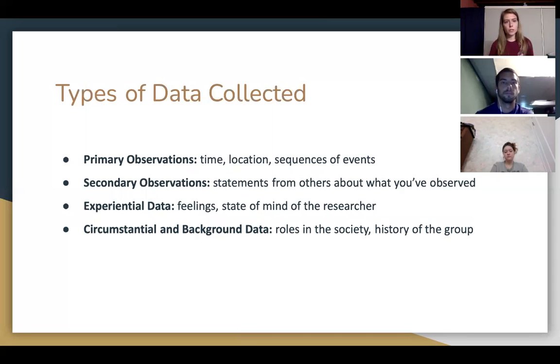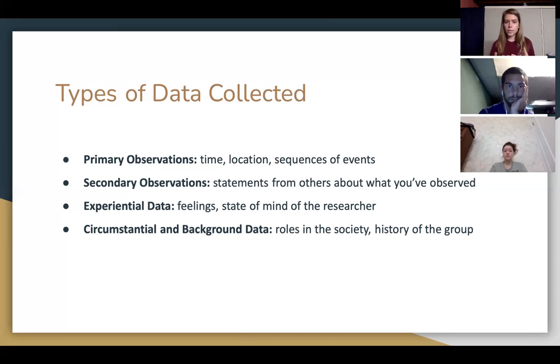And so then as the researcher, you collect different types of data. There are primary observations, which are very factual observations, like the time, location, the schedule of the day, what's happening, the sequence of events, what happened in order, etc. And then there are secondary observations, which are things that you didn't necessarily observe, but you talk to others about what they've seen and the typical reaction. Usually these are things from interview questions where you are writing down statements from others about what you've observed or what they've observed.